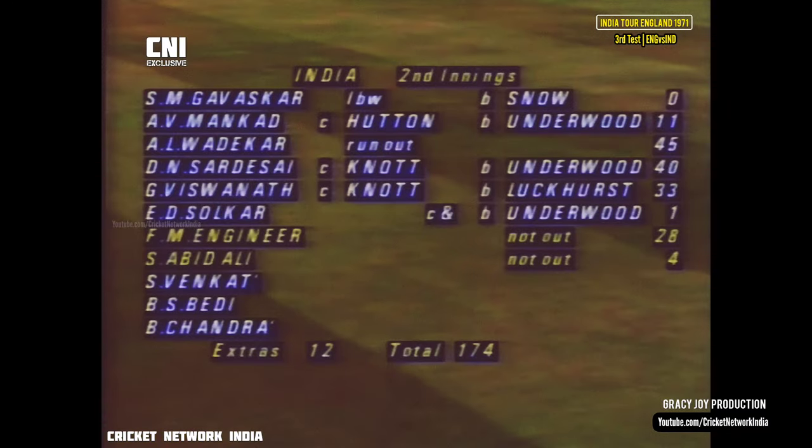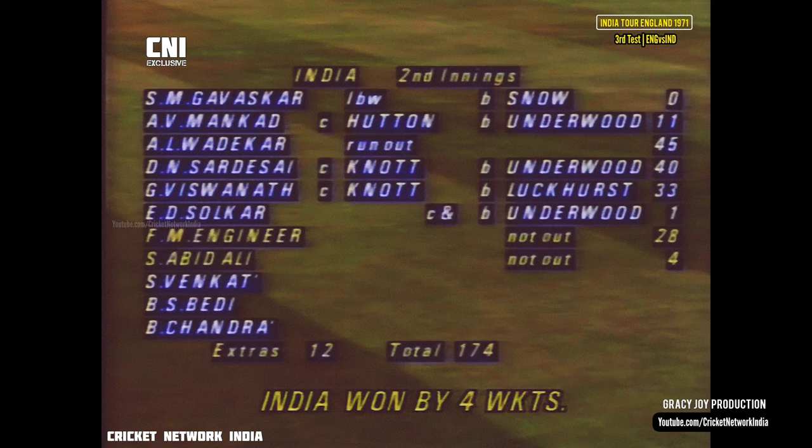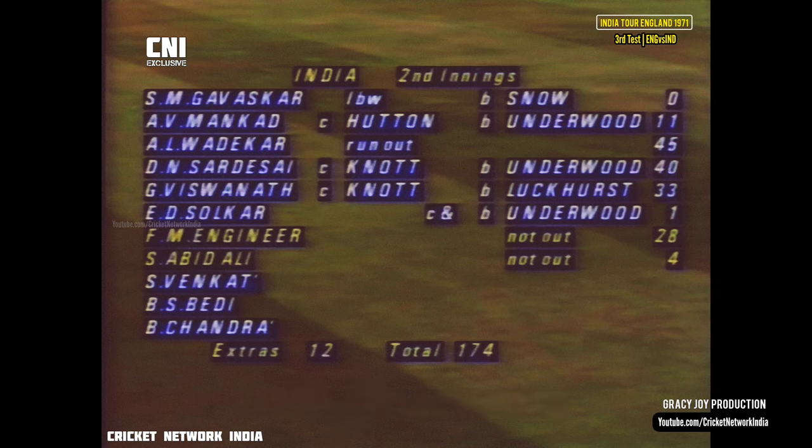There were some nerve-tingling moments there for the Indian batsmen as they inched their way towards that target, 173 to win, and they finished up with 174 for 6. 45 to Wadekar, the skipper. Sardesai made 40 and Vishwanath 33. 28 not out to Farokh Engineer just at the right time when a little bit of aggression was just what was needed. Derek Underwood, 3 for 72. 38 overs and 14 maidens from him. Ray Illingworth didn't take a wicket after his 5 in the first innings. And India, an historic victory in their 22nd Test match against England in England, and that dates way back to 1932.